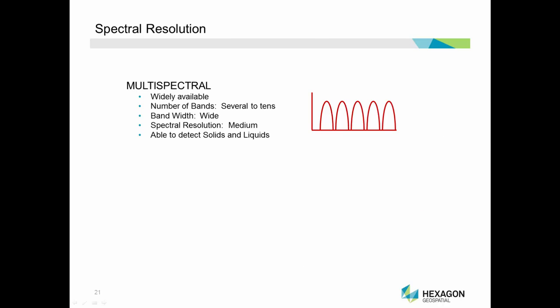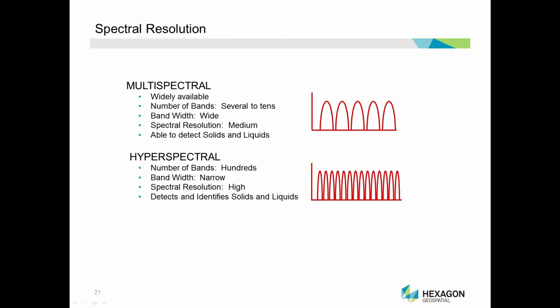Next, we have spectral resolution. This is determined by the number of bands in an image. A multispectral image is typically considered to have moderate spectral resolution, while hyperspectral imagery containing hundreds of bands is considered to have high spectral resolution.